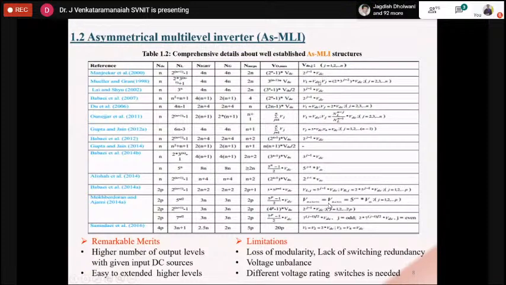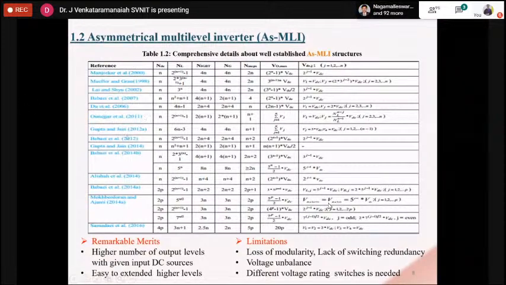topologies. But the problem with asymmetrical MLI is, of course, we have to see the merits: higher number of output levels with given input DC sources as compared with the symmetrical MLI, and it is also extended to higher number of levels. But there is loss of modularity, because we are seeing different voltage ratings of the switches. So the modularity is difficult because different H bridges you are using with different DC sources. So we have one limitation in asymmetrical MLI, that is loss of modularity. Of course, voltage unbalance also is there.